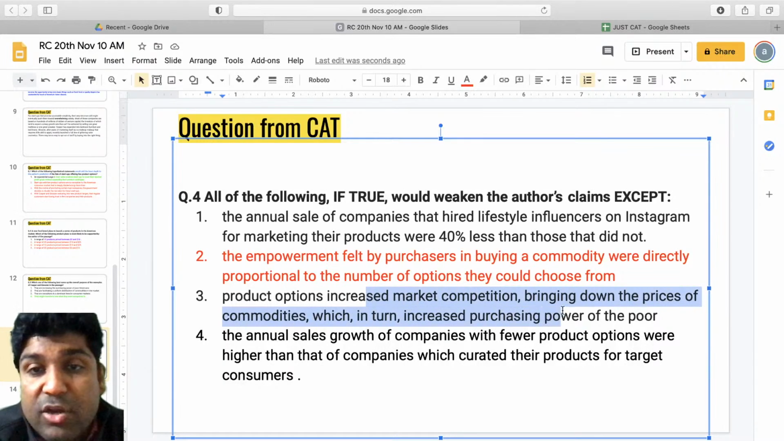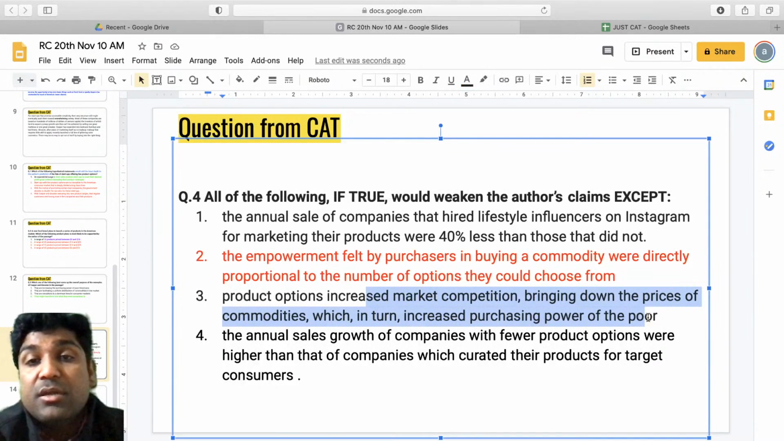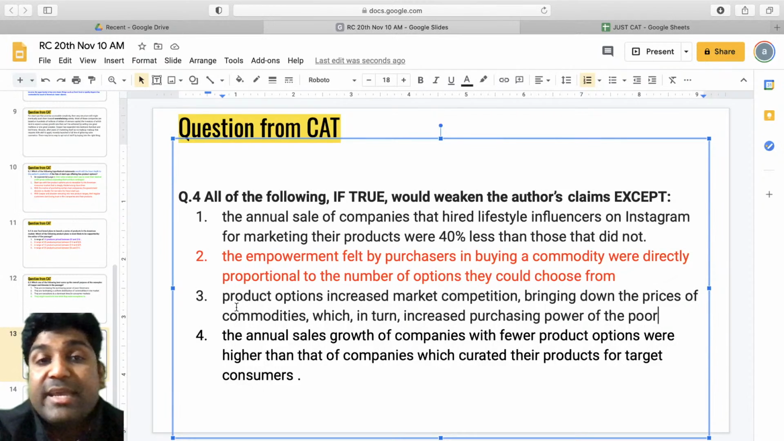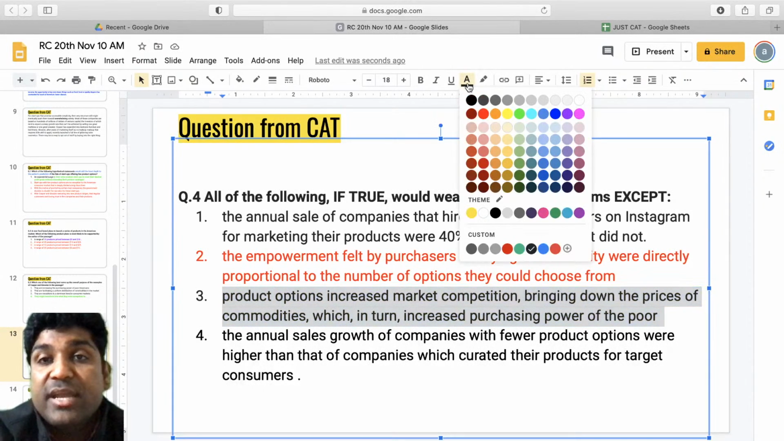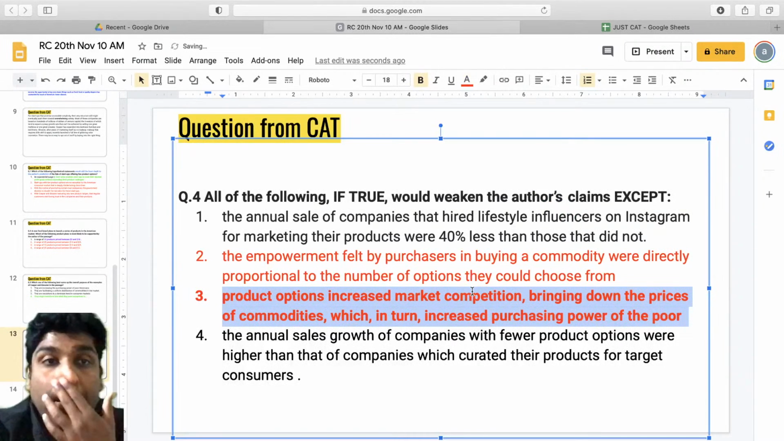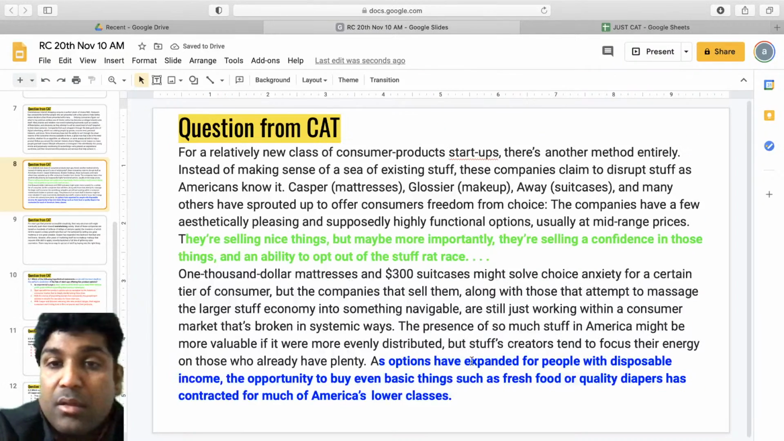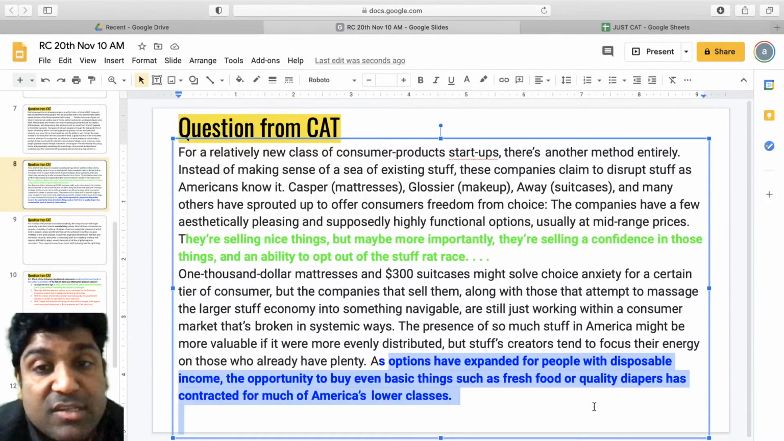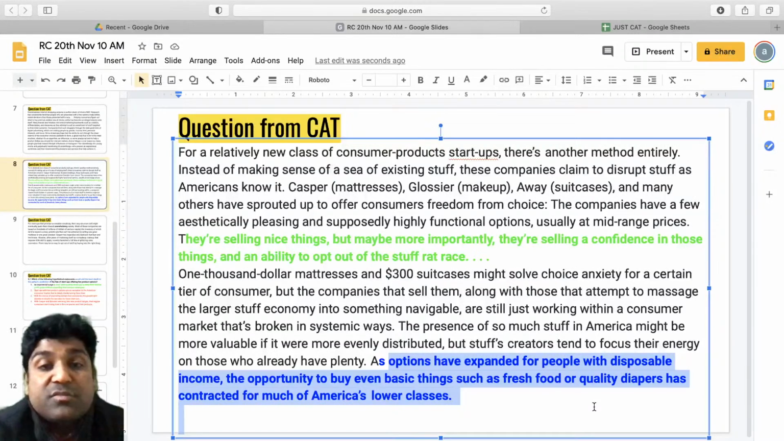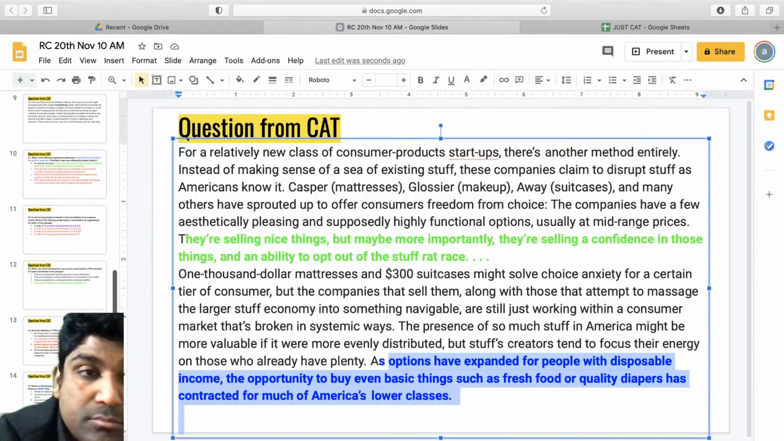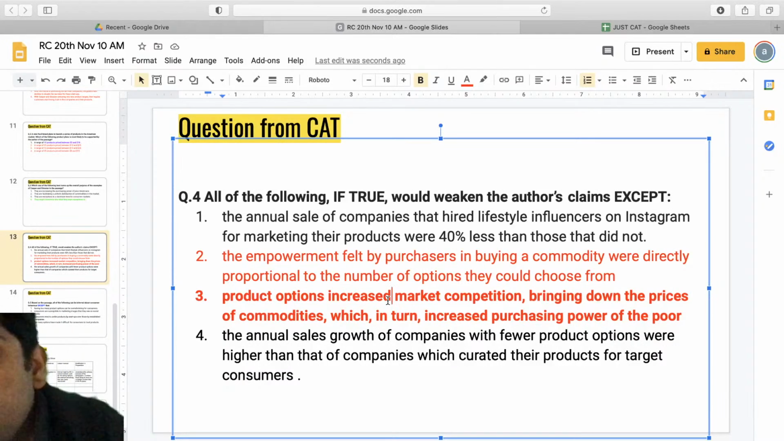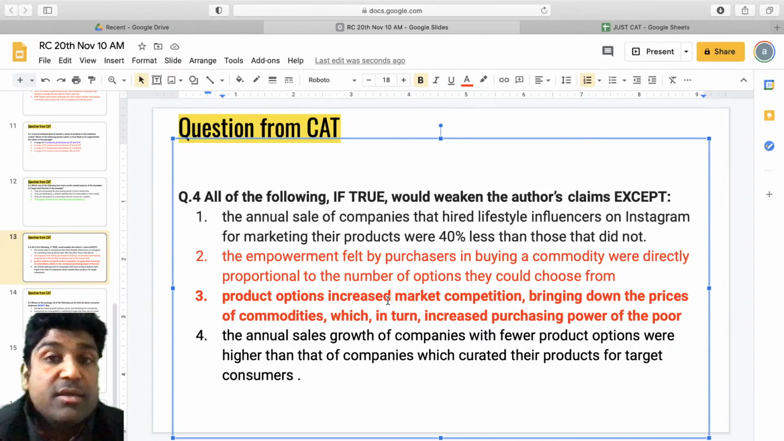Product options increase market competition, bringing down the prices of the commodities, which in turn increases the purchasing power of the poor. So this is against it, again, it was something which was not mentioned anywhere. So this is also against the idea, because here they're saying that because of so many choices, options have expanded for the people with disposable income. The opportunity to even buy basic things such as fresh food or quality diapers has been reduced for America's low class. So this is going to actually weaken it. If it's going to weaken it, it is not the right answer. We will look for something except it.